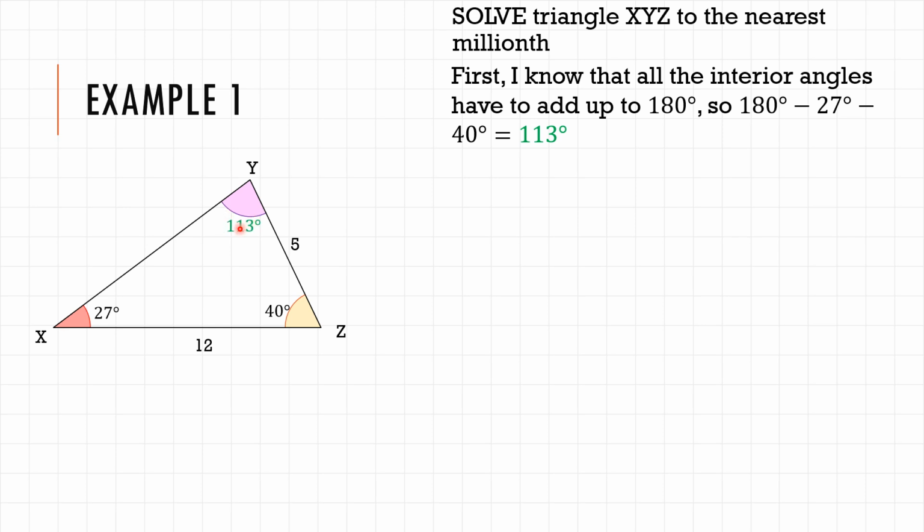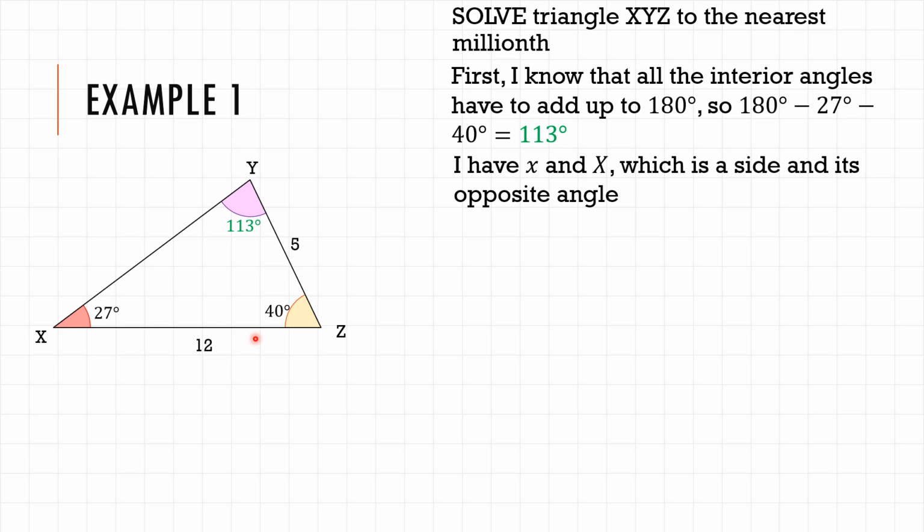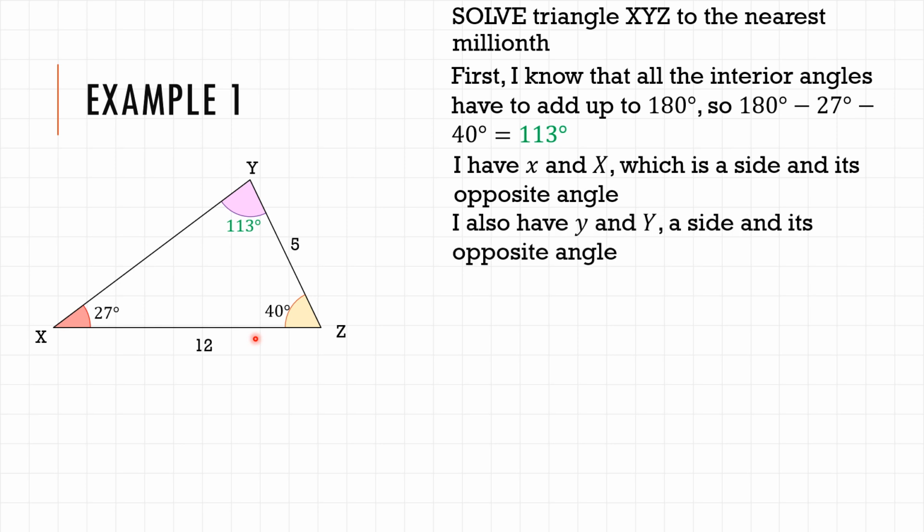Now that I have this here, notice that I do have lots of pairs in my triangle. I have angle x. I also have side x, which is 5, because they are opposites. That's how you make a pair, whenever you have two opposites. I have angle y now. I also have side y. So I can use the sine law for sure because I have many pairs. I'm trying to find out the length of side z. So, because I have x and x, which is the side and its opposite angle, I also have y and y, I can use the sine law.